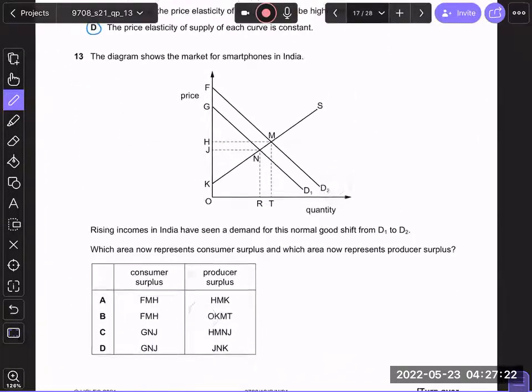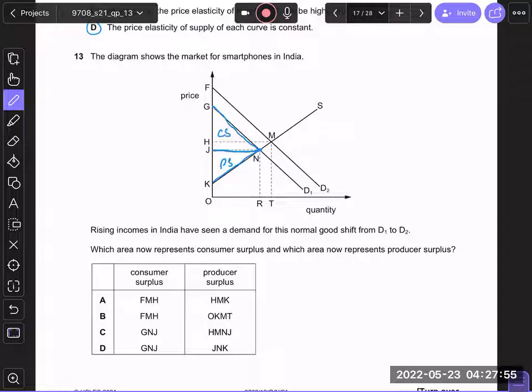Good job. Look at question number 13. The diagram shows the market for smartphones in India. Rising incomes in India have seen the demand for this normal good shift from D1 to D2. Right, your incomes are rising, demand is increasing. Which area now represents the consumer surplus and which area now represents the producer surplus? This was before. This area was the producer surplus and G and J was the consumer surplus.